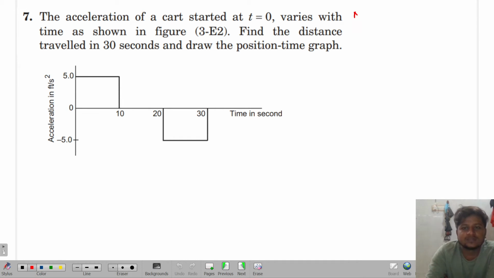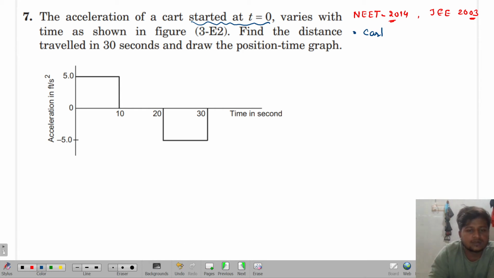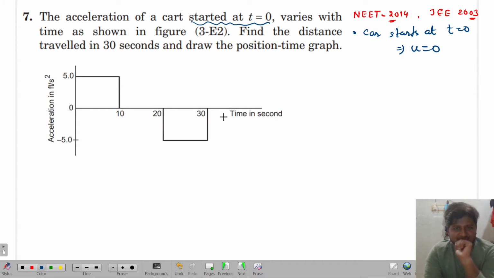Okay, this is the first time. This is NEET. It has come in your NEET exams also. Right or not? So this was in the NEET exam and it was in JEE 2003 also. Now look over here. What is given? The car starts at t equal to 0. That means the initial velocity should be 0. First important thing. Now the acceleration-time graph is shown over here.